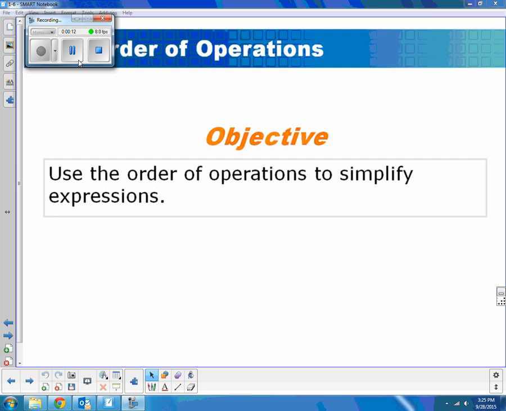So we're looking at order of operations. We've been talking about adding, subtracting, multiplying and dividing. We've also talked about exponents, and we talked about square roots. And really square roots are exponents. It's just a different way of writing an exponent. And so square roots and exponents fall into the same category. So that's something important to keep in mind.